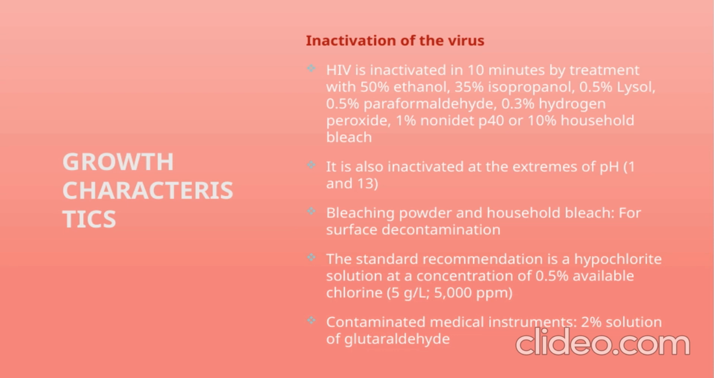When it comes to surface decontamination, especially with bleaching agents, household bleach or bleaching powder are commonly used. The standard recommendation is a hypochlorite solution with about 0.5% available chlorine, which is roughly 5 grams per liter or 5,000 parts per million. For contaminated medical instruments, a 2% solution of glutaraldehyde is typically used to ensure proper sterilization.